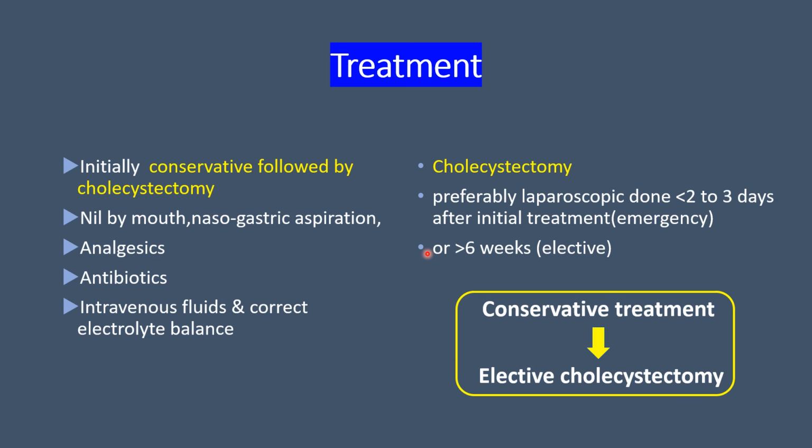or if the patient improves, then antibiotics are continued until the patient recovers fully, and elective cholecystectomy will be done after 6 weeks. So initially conservative treatment followed by elective cholecystectomy is the treatment of choice, unless the patient becomes more ill within the first 2 to 3 days, then an emergency cholecystectomy may have to be done.